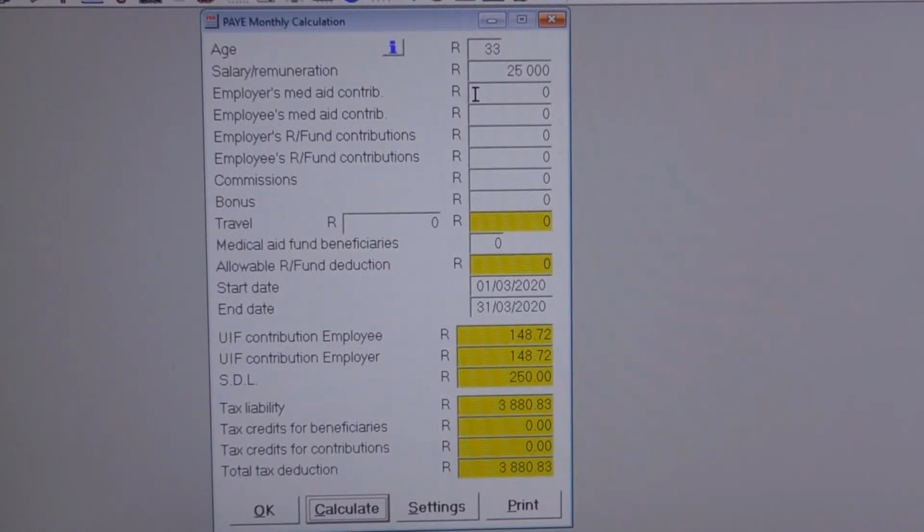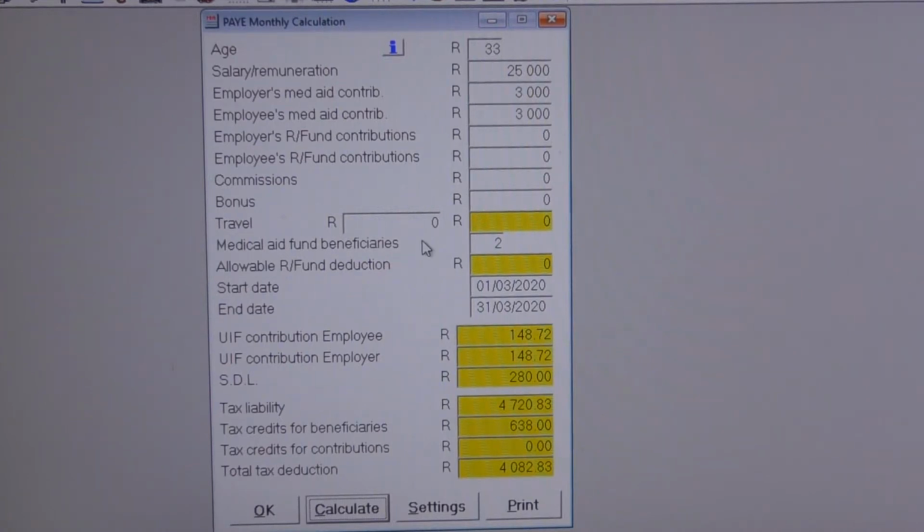This monthly pay-as-you-earn calculator allows us to check the SDL, pay-as-you-earn, retirement fund deductions and medical tax credits on a monthly salary advice, and shows the effect that contributions to medical aid funds and retirement funds can have on the tax deducted at salary source. Our first example shows how an employee earning a salary of 25,000 Rand a month will pay tax of 3,880 Rand on the 25,000 Rand.